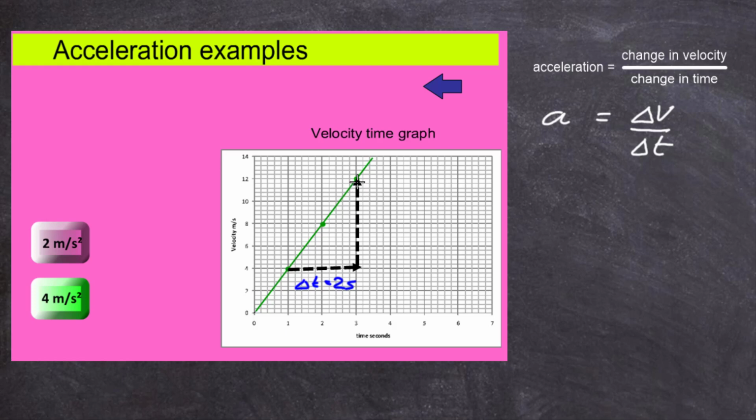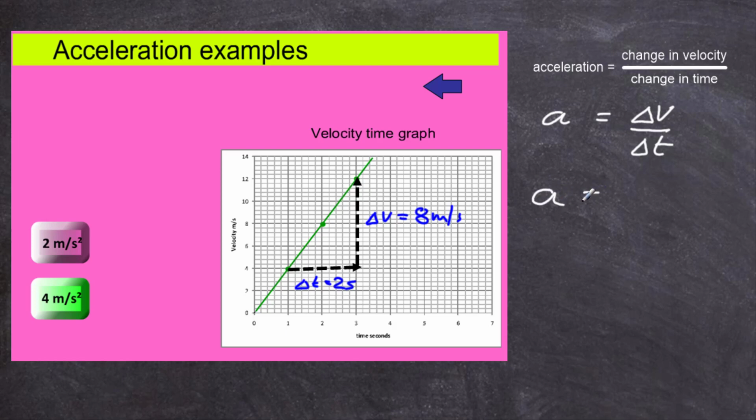So all the way up to here. So I'm stopping at 12. I started at 4. So my delta v in this case is going to be equal to 12, take away 4, which gives us 8 meters per second. So we use the equation.